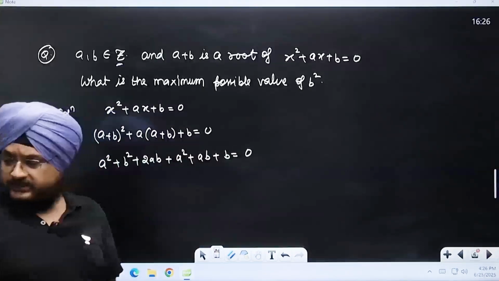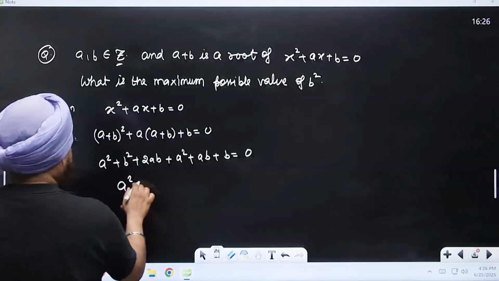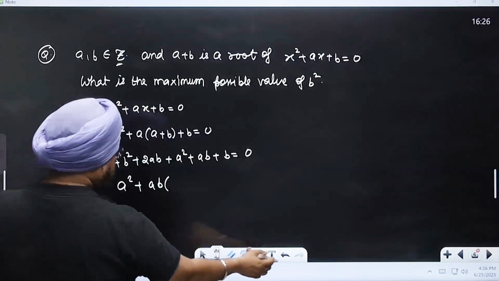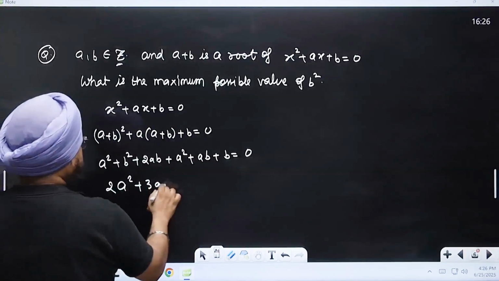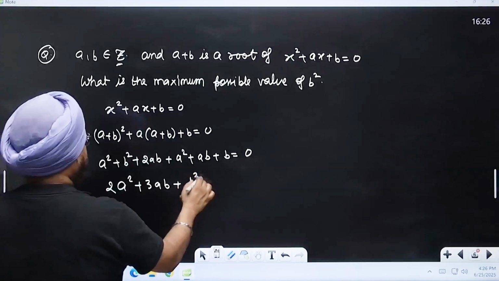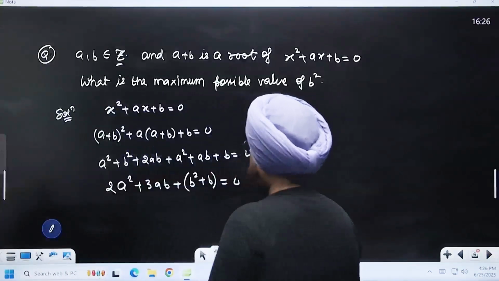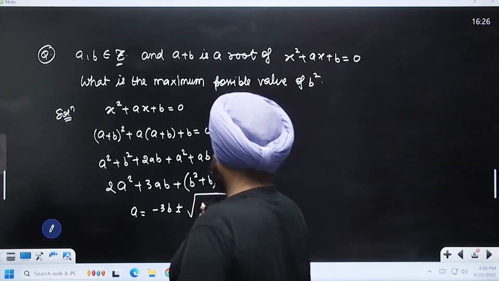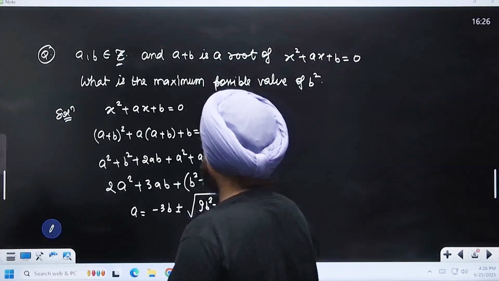So this is a quadratic. We can make it a quadratic in a as well as a quadratic in b. So a square plus ab, this is 3ab: 2a square plus 3ab plus b square plus b. Now a will be equal to minus b plus minus root of b square minus 4ac upon 2a.